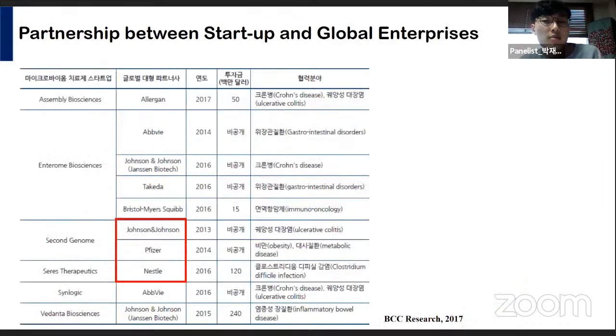Of course, microbiome therapeutics is also a drug development process, so it requires a tremendous amount of money. So those startup companies are actually backed up by very big global pharma or global food industries like Johnson and Johnson, Pfizer, and Nestle, and they're having very good synergies in terms of the drug development process.